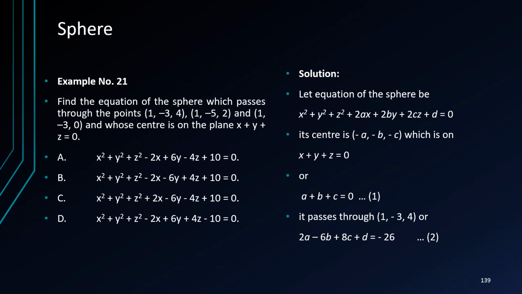Its center is (-a, -b, -c), which is on x + y + z = 0. Therefore, a + b + c = 0. Equation 1. It passes through (1, -3, 4), so 2a - 6b + 8c + d = -26. Equation 2.